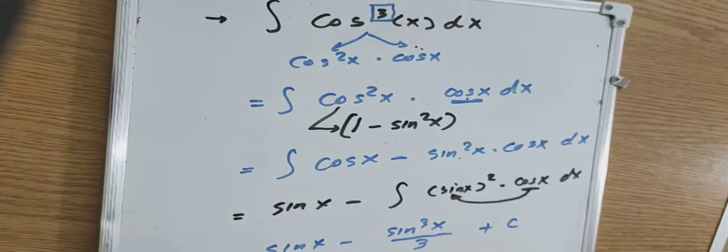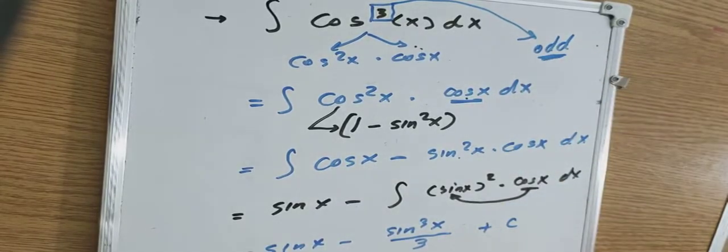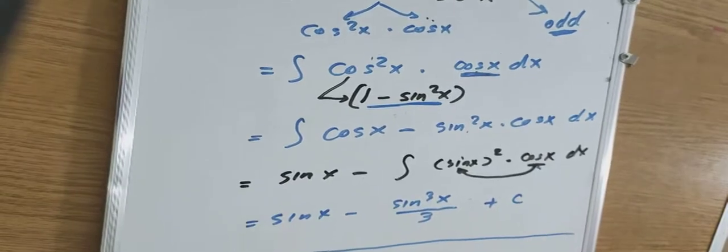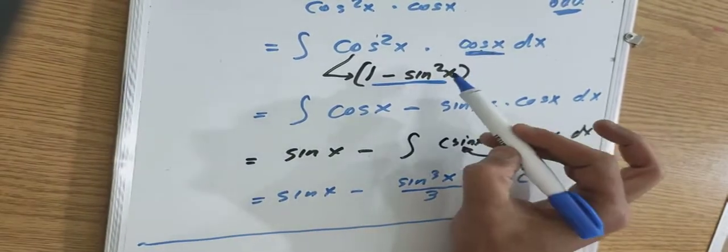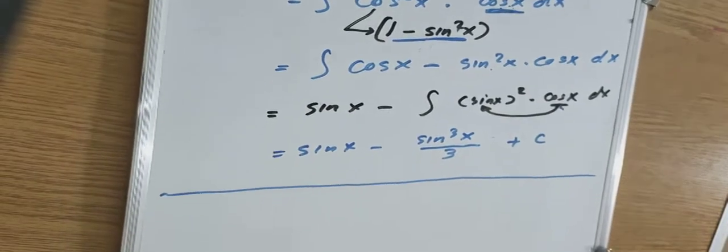You can now think that if the power of the trigonometric function cosine is odd, we can take cosine to be the derivative, and the rest of the power will be even. We can change this even power to the function sine. So we have sine power 2 and its derivative cosine, so we directly use the power rule.